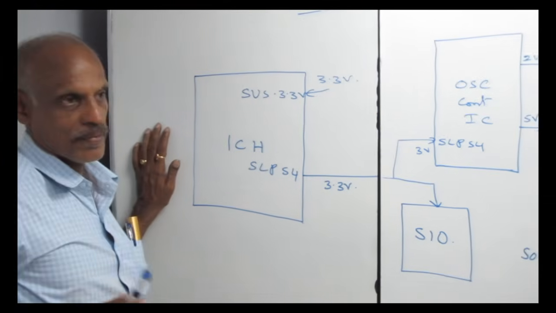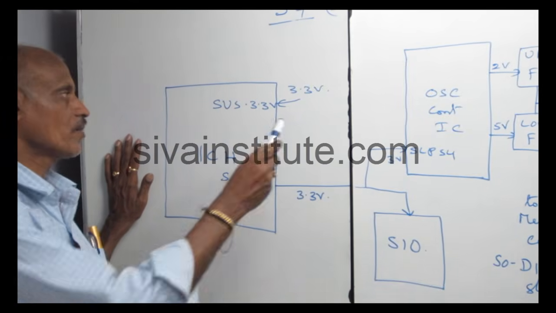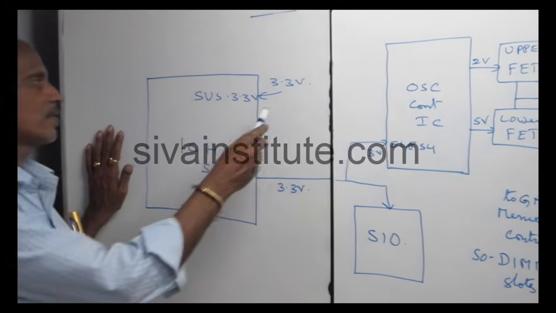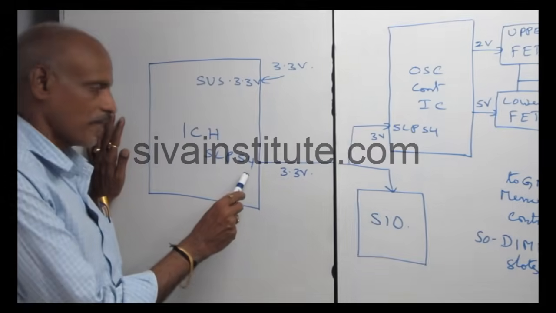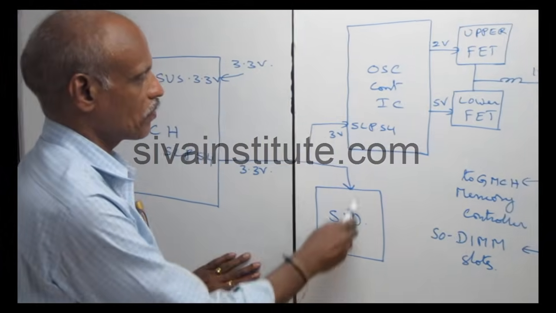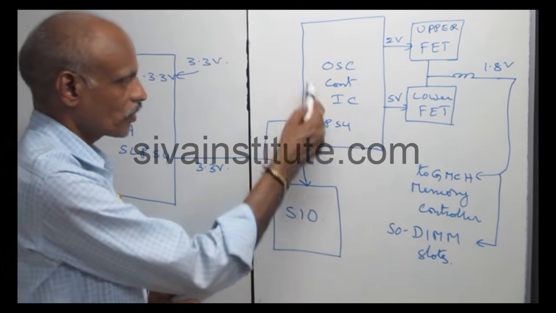First, I already explained the S5 command. After the S5 command, 3.3 volts comes to this ICH suspend 3.3 volts pin. When 3.3 volts comes to this ICH, this IC releases the SLP S4 command, 3.3 volts. This voltage goes to the SIO chip and oscillator controller, and the SLP S4 command goes to this IC.